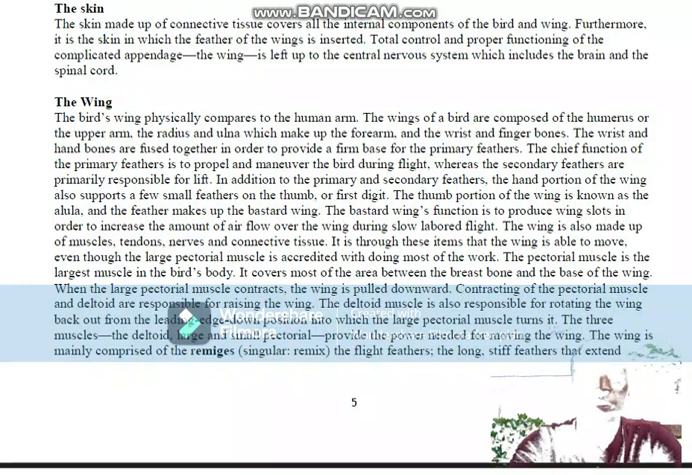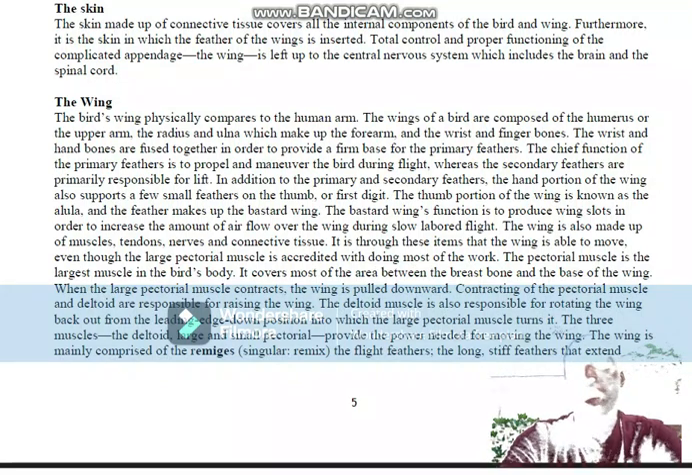Now, the pectoral muscles are accredited with doing most of the work of flight and movement of the wings during the flight of the bird, and this goes together with the deltoid muscles. Now, the pectoral muscles are the largest muscles in the bird's body. They cover most of the area between the breastbone and the base of the wing, and when the large pectoral muscles contract, the wing is pulled downward, and when they relax, the wing moves upward.